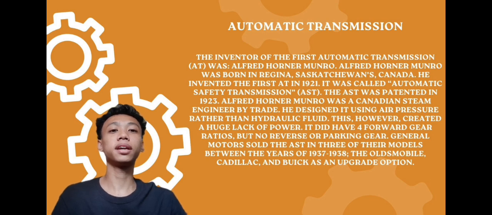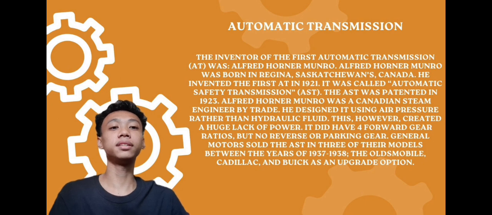This, however, created a huge lack of power. It did have 4 forward gear ratios but no reverse or parking gear. General Motors sold the AST in 3 of their models between the years of 1937 to 1938: the Oldsmobile, Cadillac, and Buick as an upgrade option.